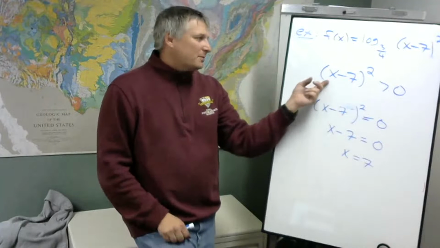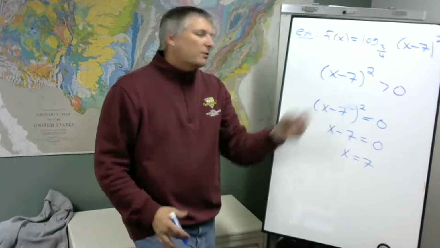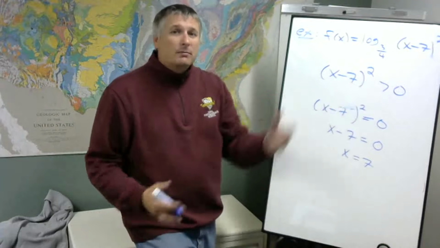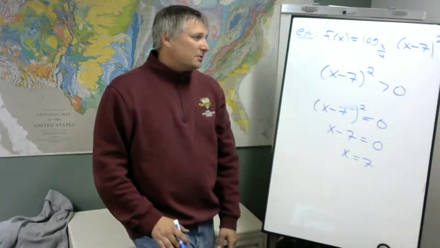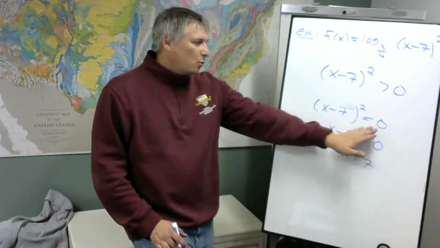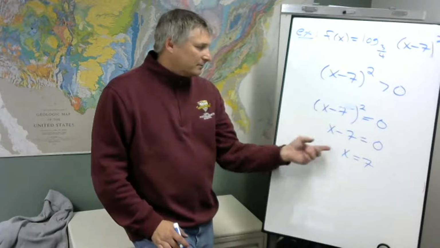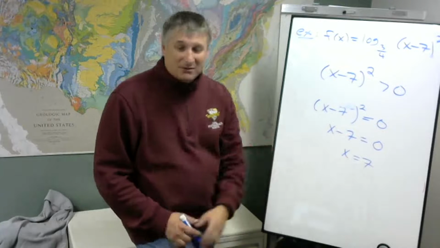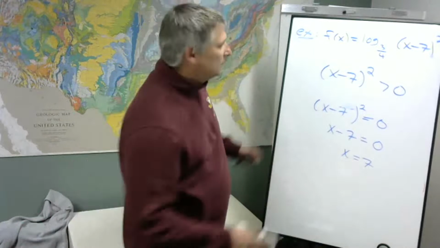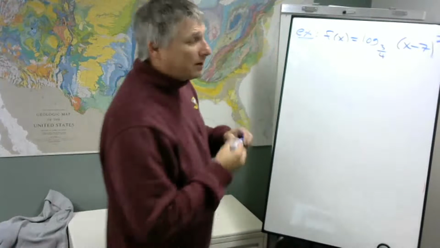And again, you could choose x to be 0.00001. 0.00001 minus 7, okay, it's going to be some negative number. But then we square that negative number, making it positive. And so we're going to be greater than 0. The problem is, when is this equal to 0? And that's where we've got to take a look at when that happens. It happens when x is 7. So now this is a number we don't want. We don't want x being 7.